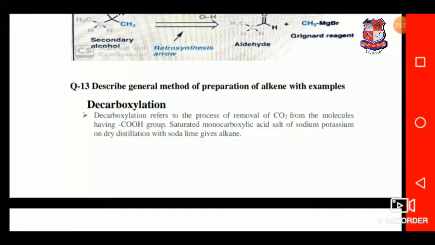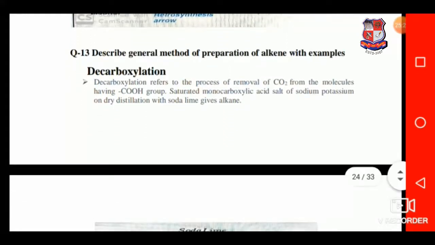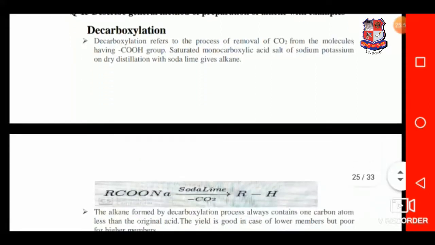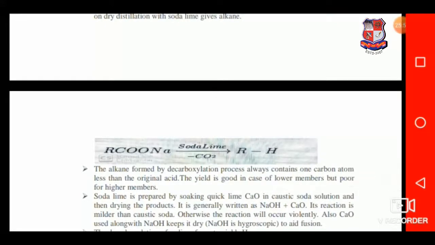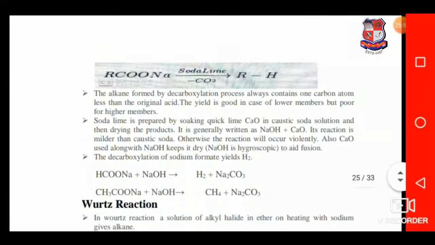Question number 13. Describe general method of preparation of alkane with example. Decarboxylation refers to the process of removal of carbon dioxide from a molecule having a COOH group, that is, a carboxylic group. Saturated monocarboxylic acid salts of sodium or potassium on dry distillation with soda lime give alkane. This is the general reaction for that.